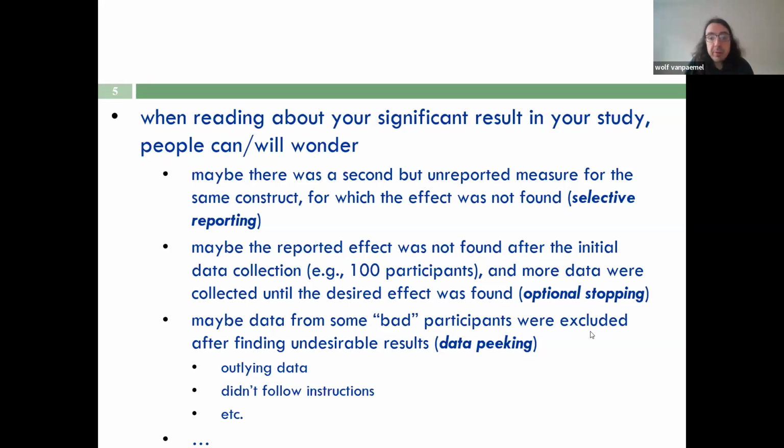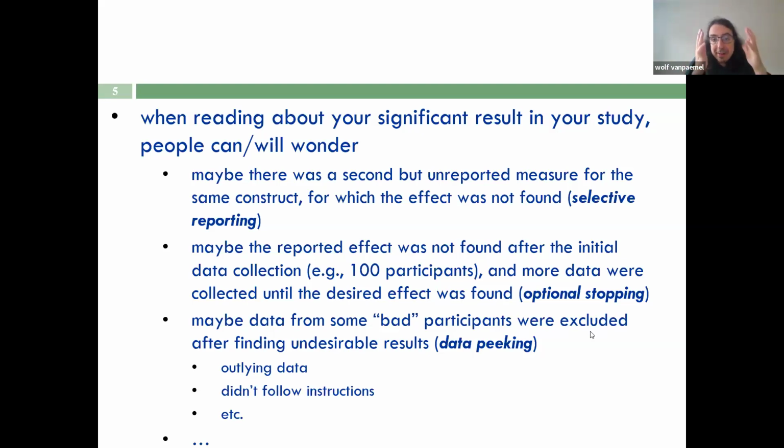Maybe the reported effect was not found after the initial data collection with 100 participants, and more data were collected, and you ended up with 150. If it's just in your paper that there are 150 participants, you don't know. The reader doesn't know, and they have no reason to know. Maybe there were some bad participants, bad in quotation marks because it's such a vague term, outlying data or who didn't follow instructions, and they were excluded after finding an undesirable result.